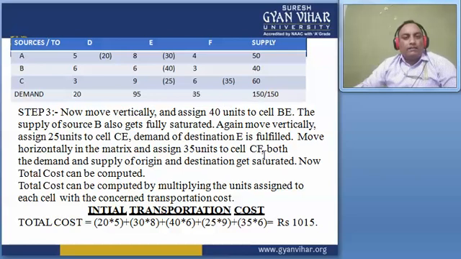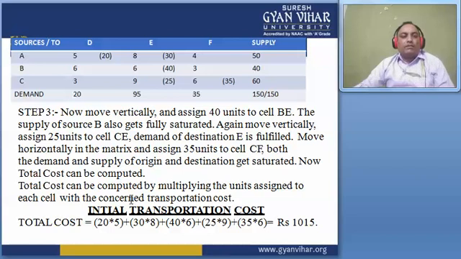And then both the demand and supply of the origins and destinations get exhausted. Now the total cost can be computed. The total cost is computed by multiplying the units assigned to each cell with the concerned transportation cost.